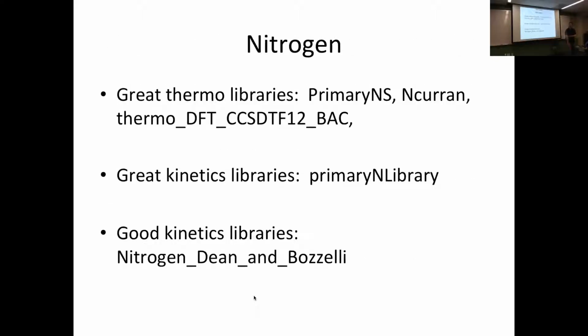So for nitrogen, some great thermo libraries: primaryNS that Alon has put together, nitrogen Purin, and then our coupled cluster calculations has some nitrogen. A really good kinetics library is our primary nitrogen library, and then this one's not too bad.